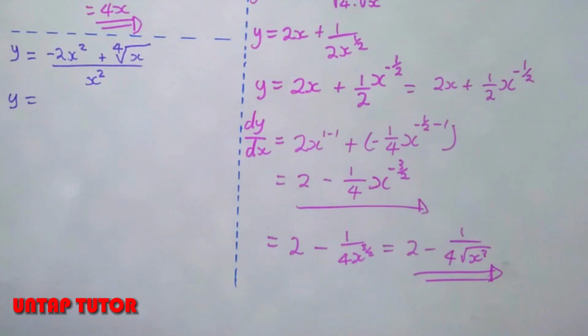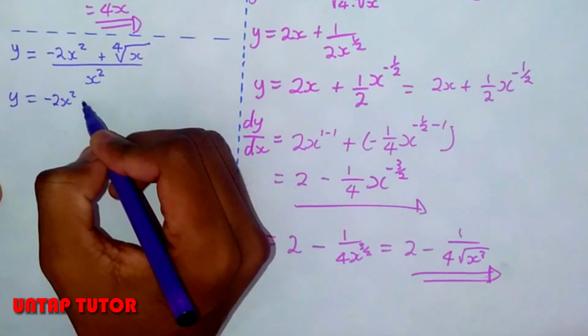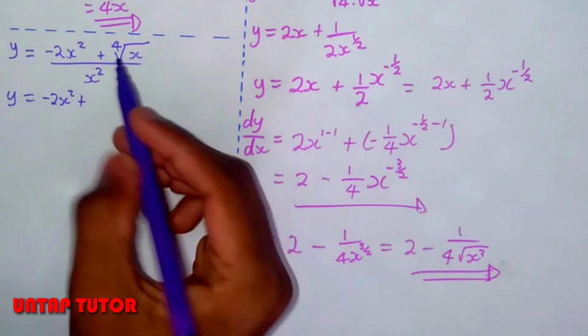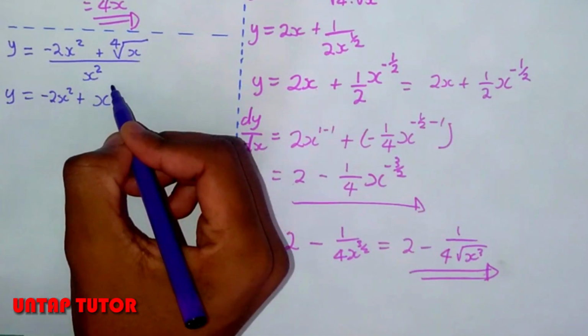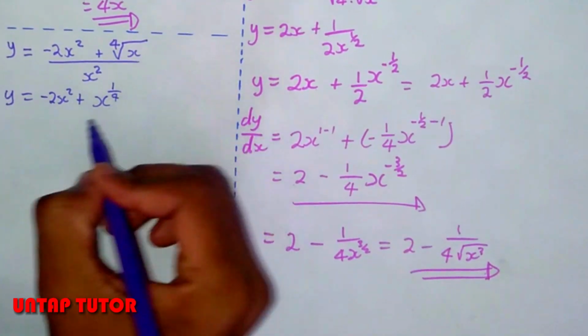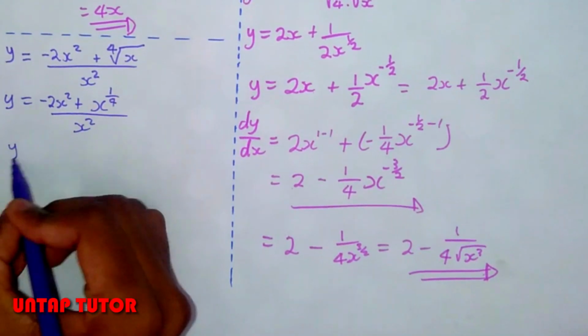Oh, let's first remove the roots. So it's going to be minus 2x squared plus, now fourth root of x, if we rewrite the x, since it's x to the power of 1, it's going to be x to the power of 1 over, since it's the fourth root, over 4. Then all over x squared. So we have removed the roots.